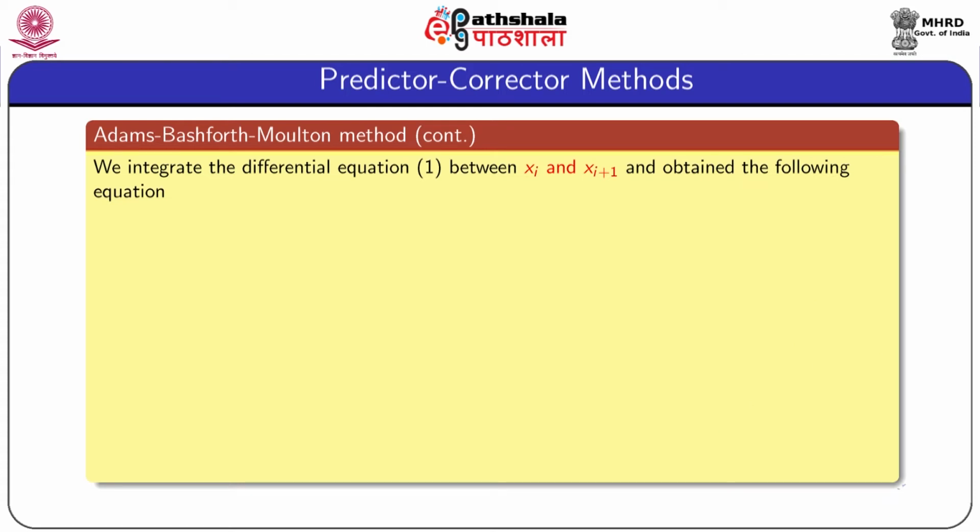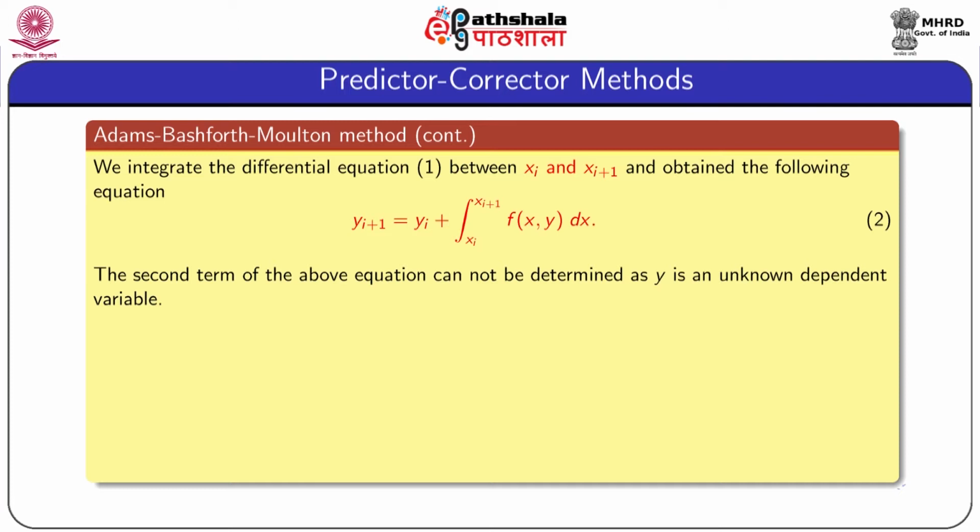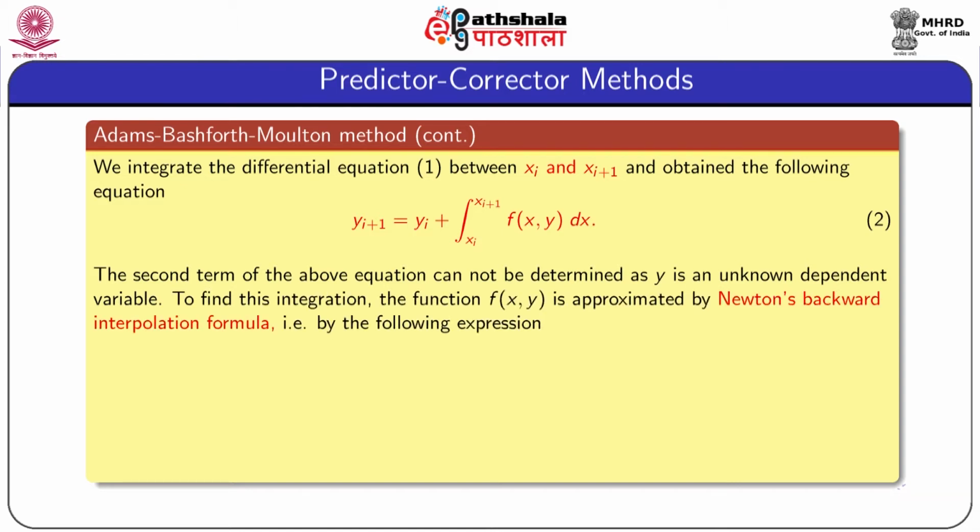Now, we integrate the given differential equation between xi and xi plus 1 and obtain the following equation: yi plus 1 equal to yi plus the integral from xi to xi plus 1 of f of x, y dx. Note that the second term cannot be determined because the function f of x, y is given, but y is an unknown quantity. So, integration is not possible. To integrate the second term, the function f of x, y is replaced by an interpolating polynomial.